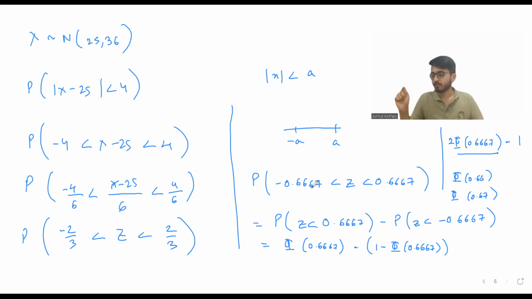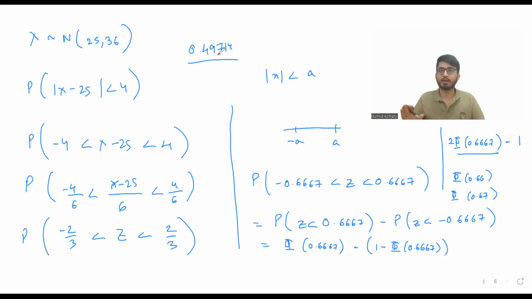Probability refers to the value when x takes the value 0.67. When x takes 0.67, the table value is 0.7485857. This I will multiply by 2 and subtract 1, and the answer I get over here is 0.49714, which is very close to 50%.